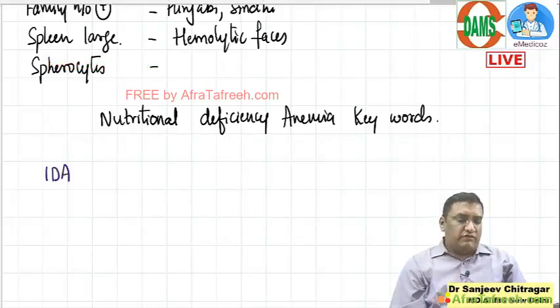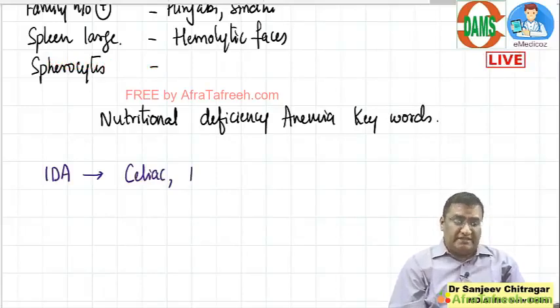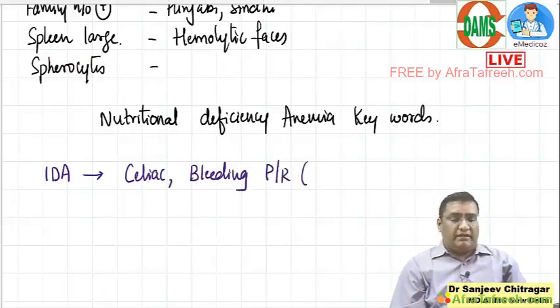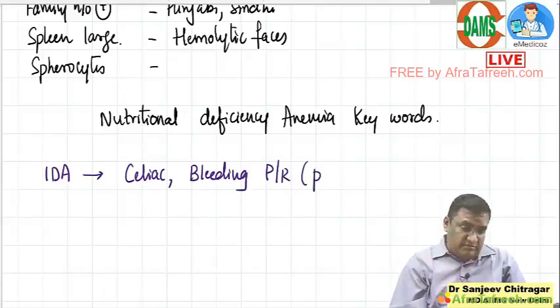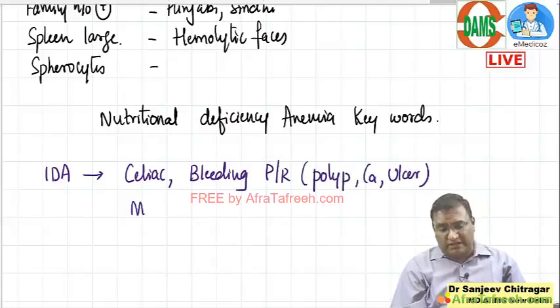What are the keywords for IDA? What all keywords will you look for in IDA? There will be multiple things, like celiac disease can be a keyword for IDA. Bleeding per rectum, which can be either an occult bleed or a fresh bleed. So basically polyps or ulcers or carcinoma in the GIT.